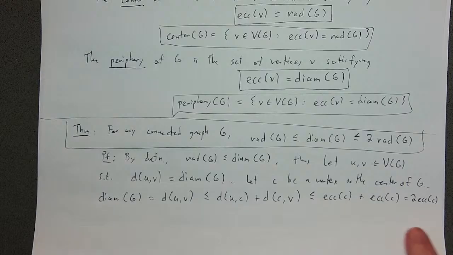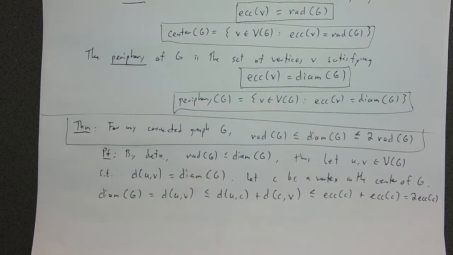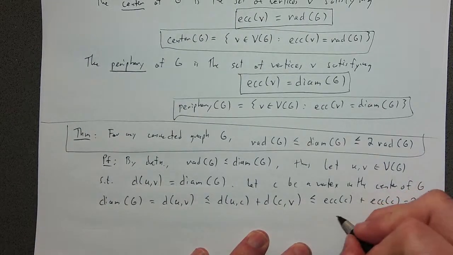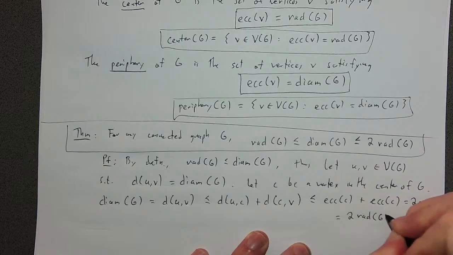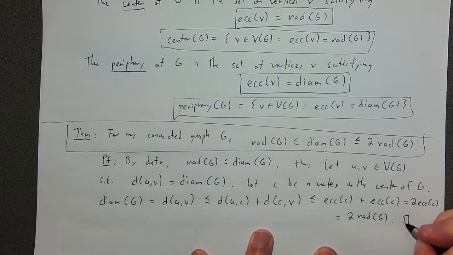But the eccentricity of C, because it's in the center, is what? The radius. And that's it.